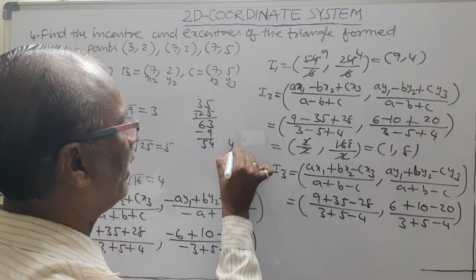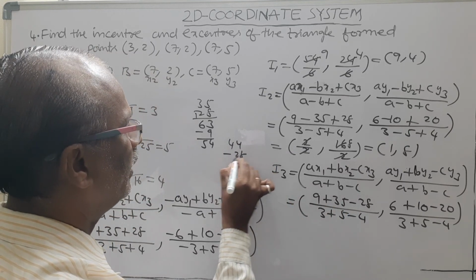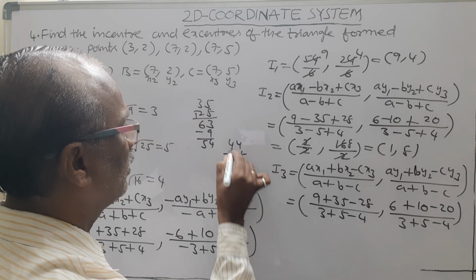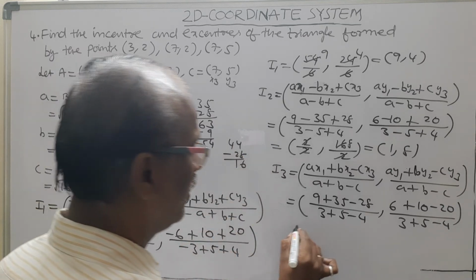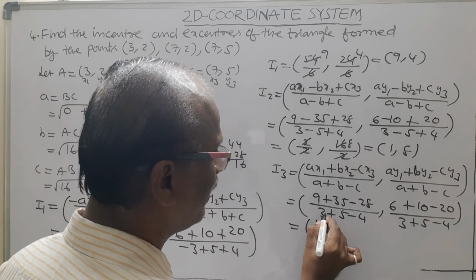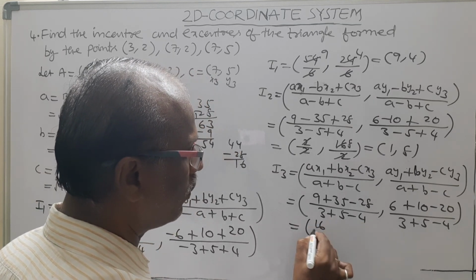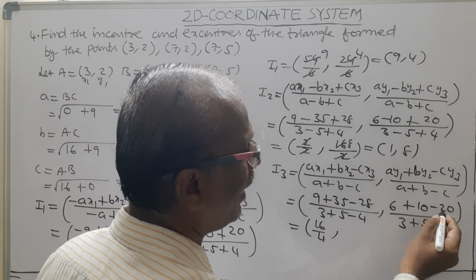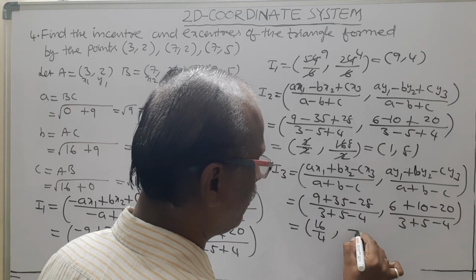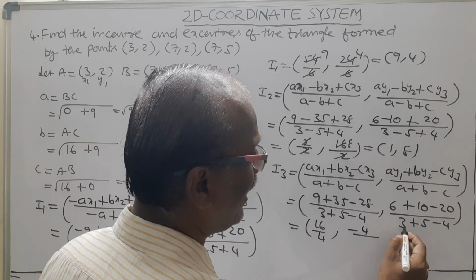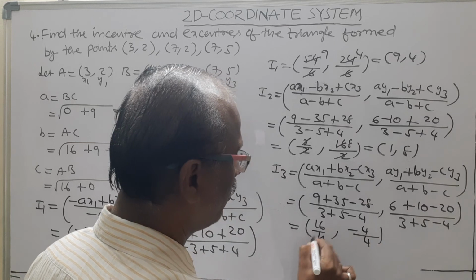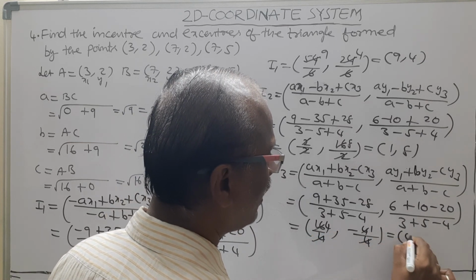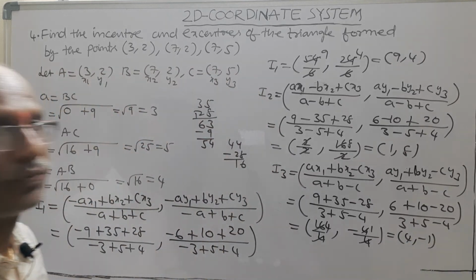Here 9 plus 35 is 44. 44 minus 28 is 16. 16 by 3 plus 5 is 8, 8 minus 4 is 4. Comma, 10 plus 6 is 16, minus 20 is minus 4. 5 plus 3 is 8, 8 minus 4 is 4. 4 ones are 4, so 4 comma minus 1.